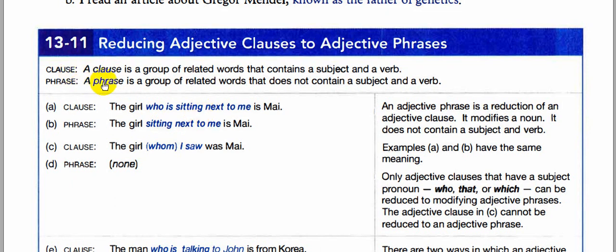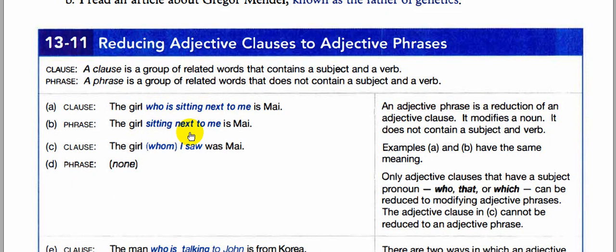What is the definition of a phrase? A phrase is a group of related words that does not contain a subject or a verb. Let's check this: sitting next to me. Sitting is verb plus ing, next to are prepositions, and me is an object pronoun. So here we have neither a subject nor a verb. So it is a phrase. So here we changed the whole adjective clause into an adjective phrase.